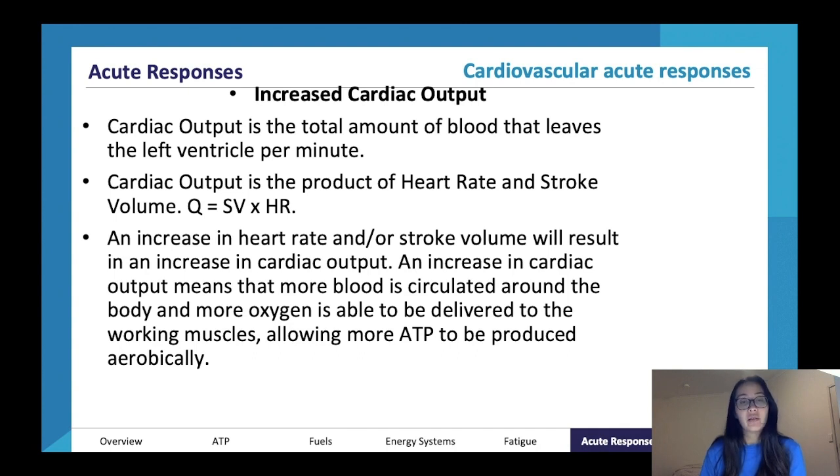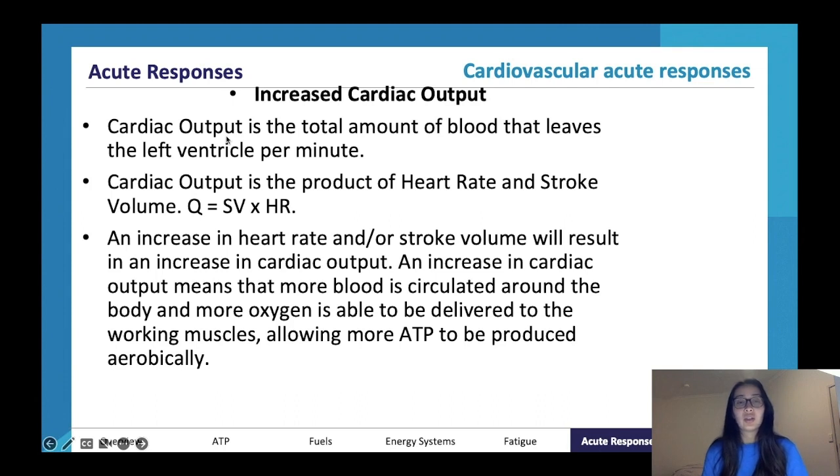An increase in heart rate or an increase in stroke volume is going to result in an increase in cardiac output. An increase in cardiac output means that more blood is circulated around the body and more oxygen is able to be delivered to the working muscles, allowing more ATP to be produced aerobically. So you can increase either stroke volume or heart rate, and this will increase cardiac output also.